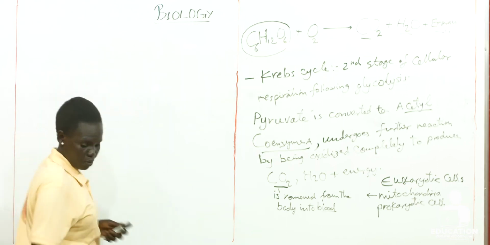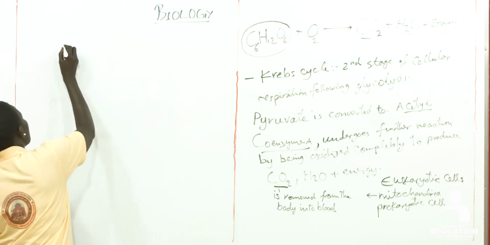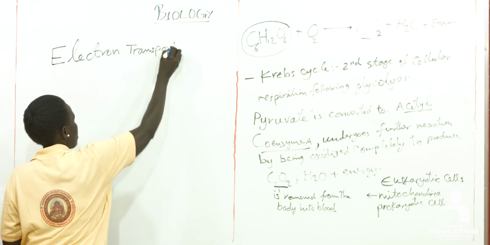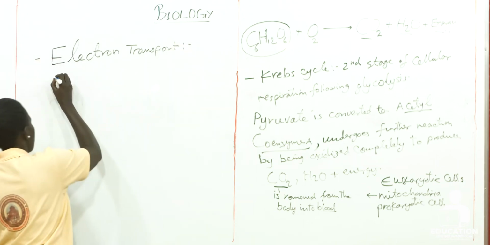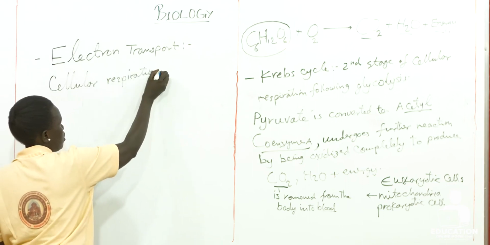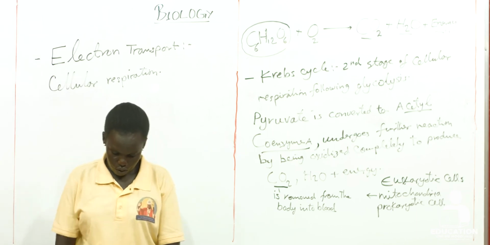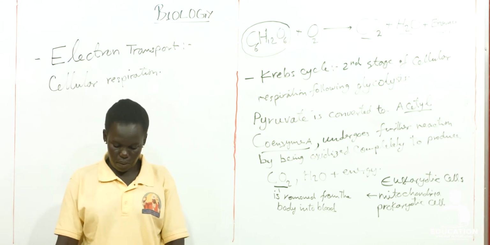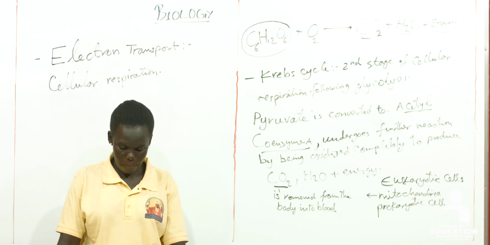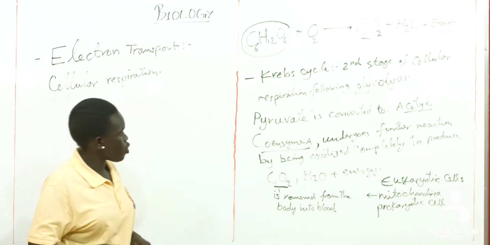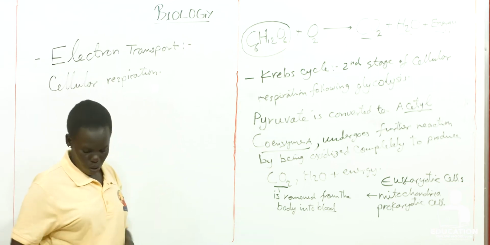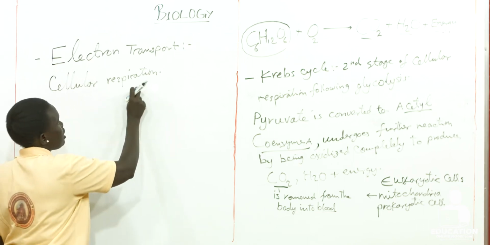Electron transport. This is the last step in cellular respiration. So in this stage, what happened? Most of the ATP molecules are produced here in this stage. Although a little amount was produced in glycolysis, and in the second step in the Krebs cycle, the most ATP molecules are produced under this stage.